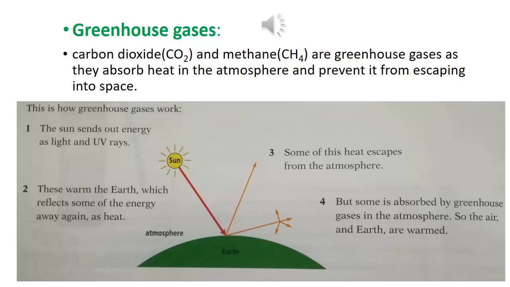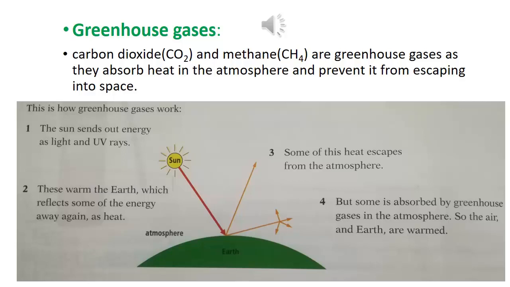So when all the heat is absorbed in the atmosphere and cannot escape into space, what happens to the atmosphere? The air becomes warmer. Obviously, the earth also becomes warmer. That leads to global warming. So now let us see how these greenhouse gases work.